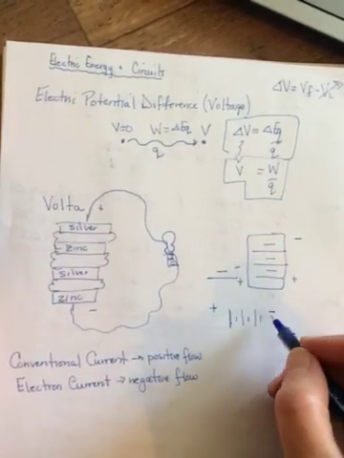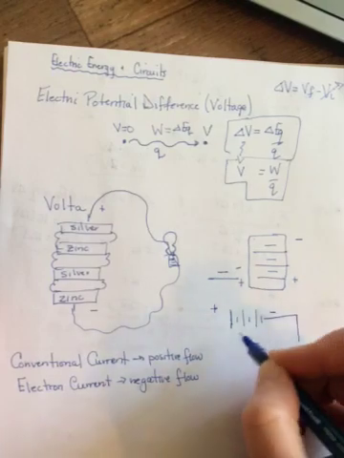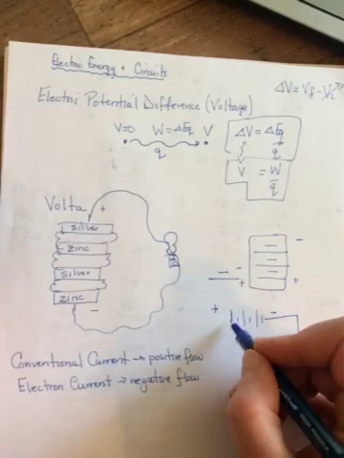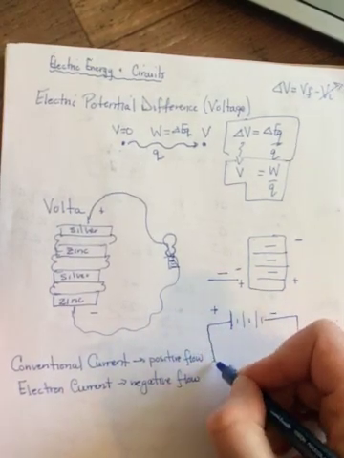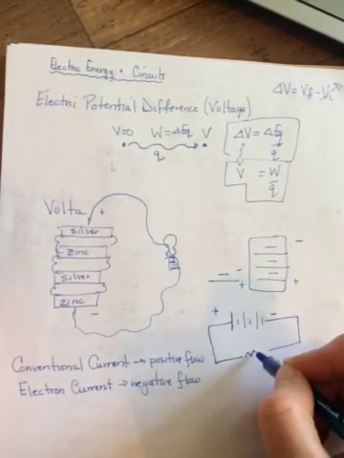If it's negative charge, if it's electron, then the current would be seen as coming out of the short side of the battery. If it was positive conventional current, it would come out of the longer side of the battery.